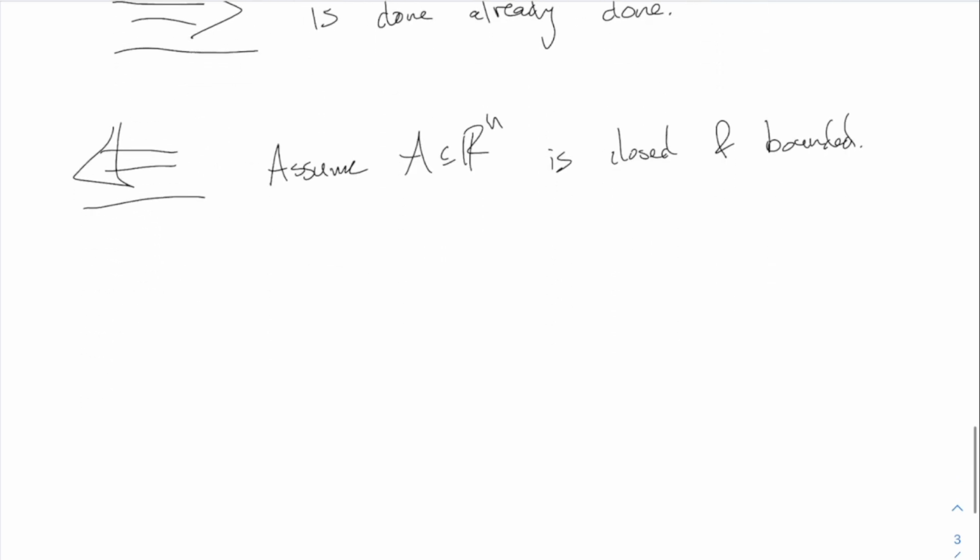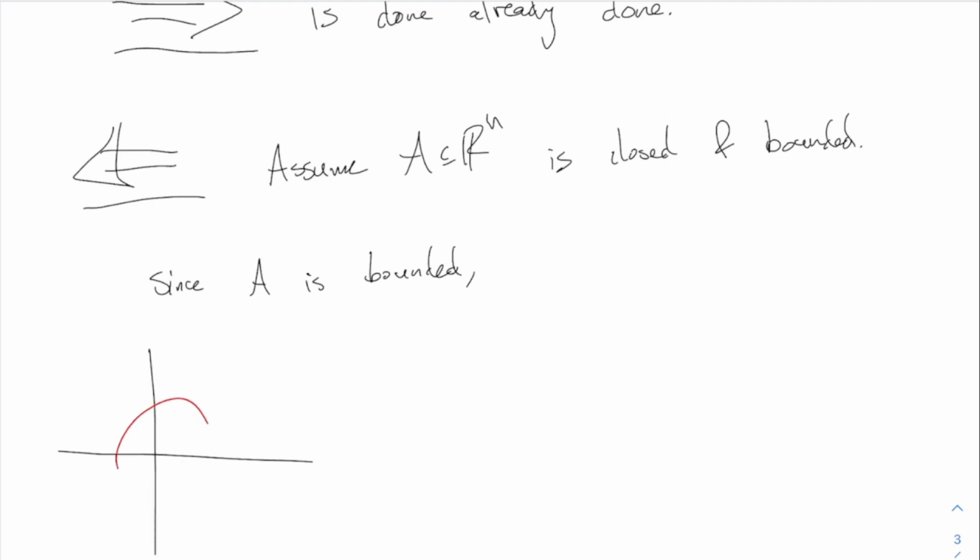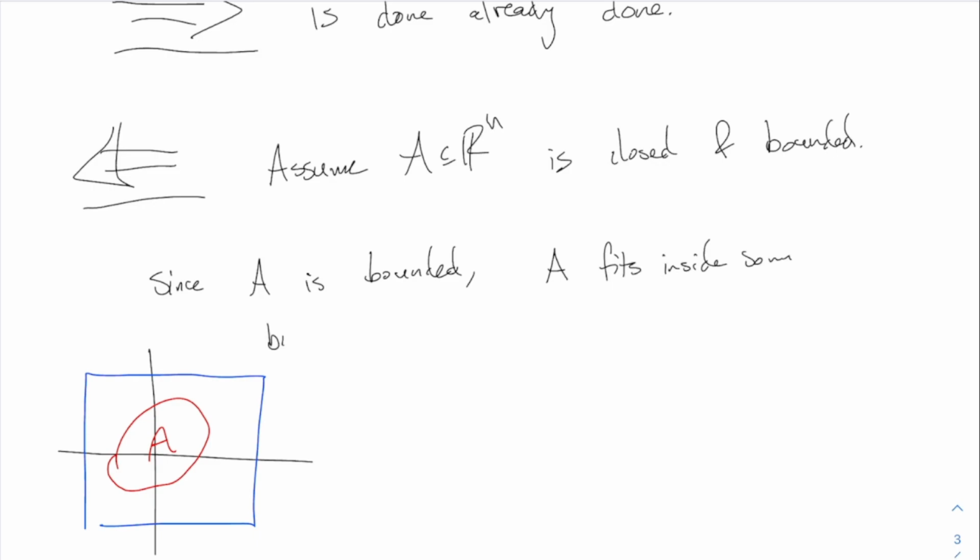So since A is bounded, whatever it is, it fits all inside of one big box like that. For what we're about to say, it's more convenient to use a square box rather than a ball. Since A is bounded, A is a subset of, or I'll just say fits inside, some big box B.